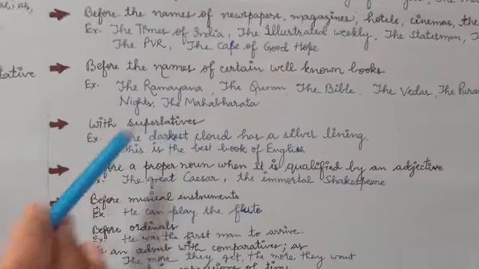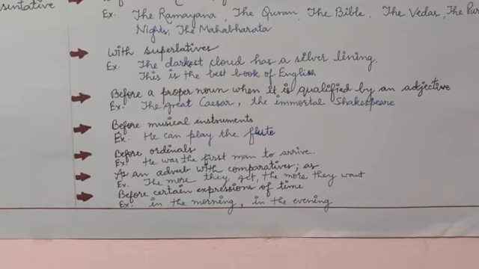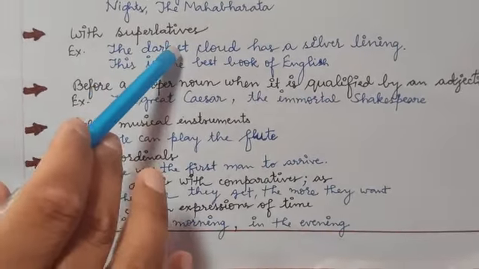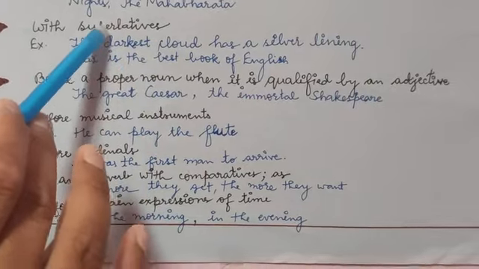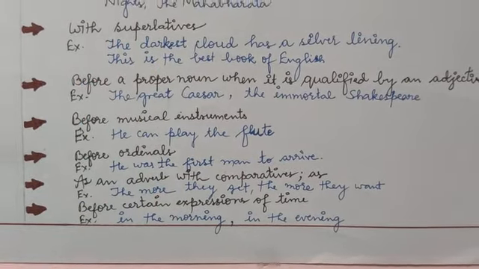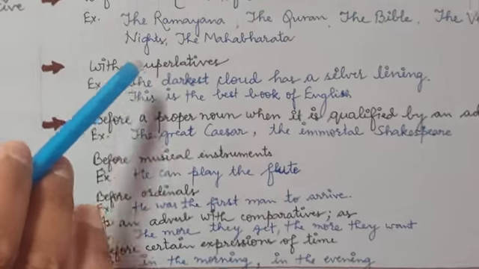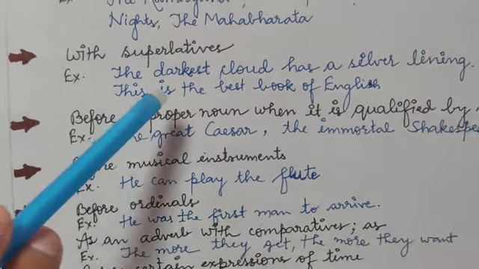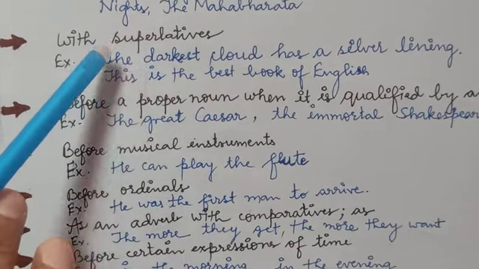With superlative, before any superlative degree, we always use the. Here, in the example, I have written the darkest. Darkest is the superlative degree. Before darkest, I have written the. This is the correct use of the definite article. So before a superlative degree, we use the.